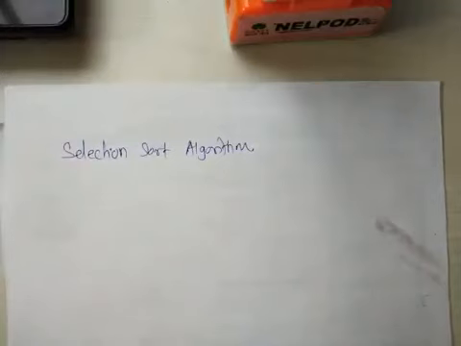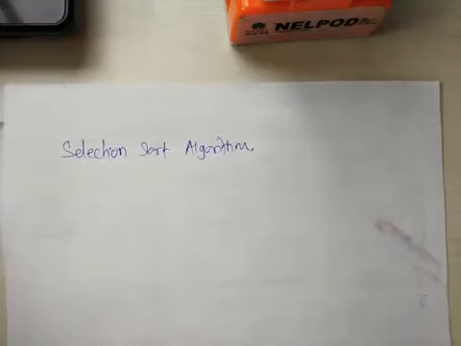Selection sort is conceptually the simplest sorting algorithm. This algorithm will first find the smallest element in the array and swap it with the element in the first position. Then it will find the second smallest element and swap it with the element in the second position. And it will keep on doing this until the entire array is sorted. It is called selection sort because it repeatedly selects the next smallest element and swaps it into the right place.